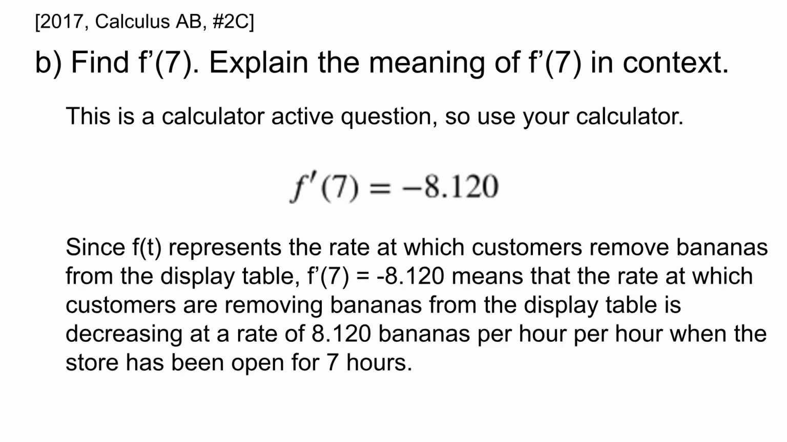Now, since f of t represents the rate at which customers remove bananas from the display table, f prime of 7 equals negative 8.120 means that the rate at which customers are removing bananas from the display table is decreasing at a rate of 8.120 bananas per hour when the store has been open for 7 hours.